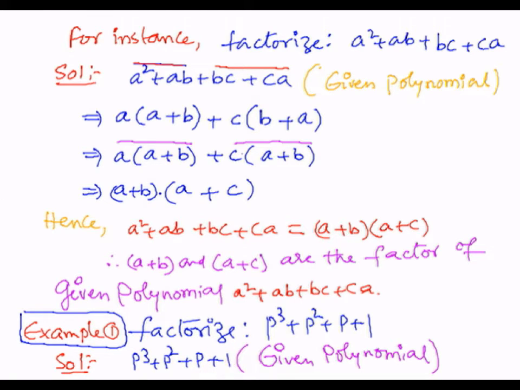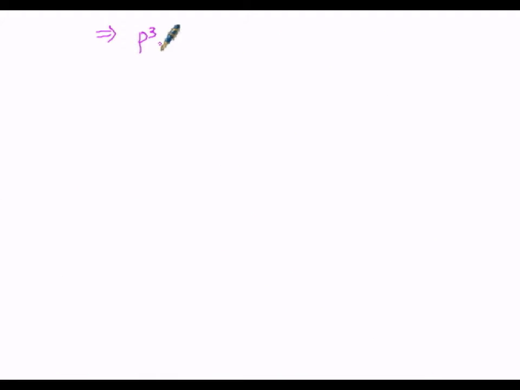So now p cube plus p square plus p plus 1 is the given expression, but by grouping the terms, I am going to group the first 2 terms as the first group and the next 2 terms, that is the third term and the fourth term, as the second group. Among the first 2 terms of the first group, I am going to take p square as common, because the least among p cube and p square is p square.